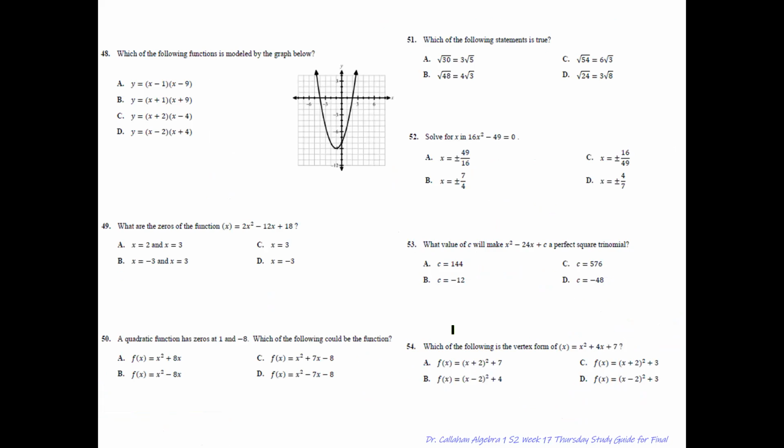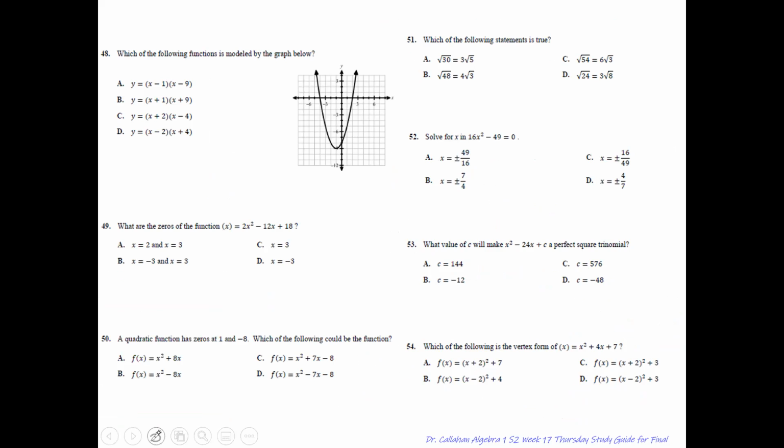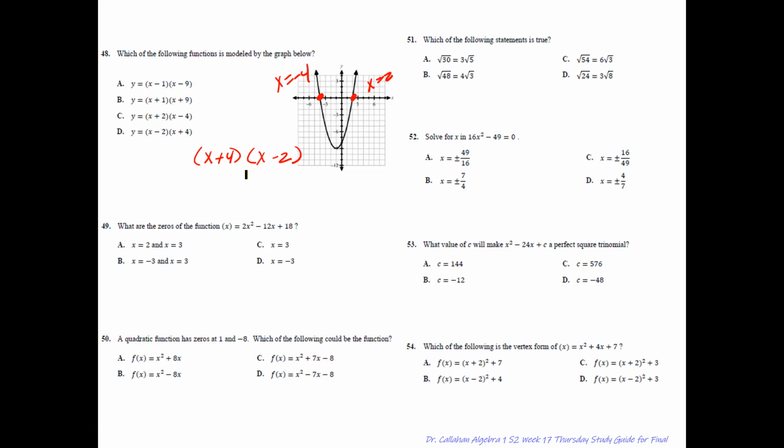Okay, number 48. For number 48, when you look at the x's right here, that one is x equals 2. This one is x equals -4. If I put those two into parentheses, it will be x plus 4 and x minus 2, because they're opposite. They're reversed. Which one matches this? That one right there.